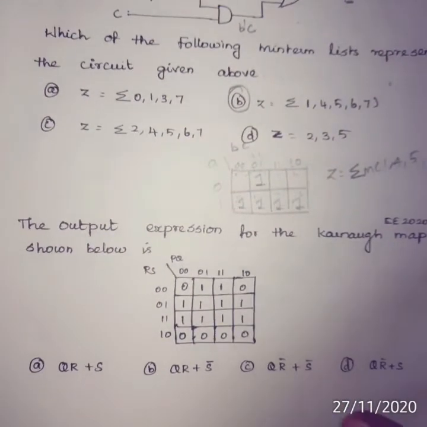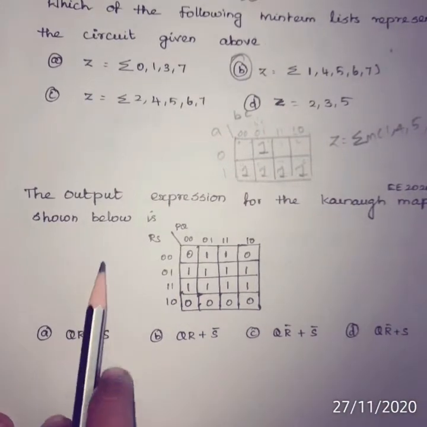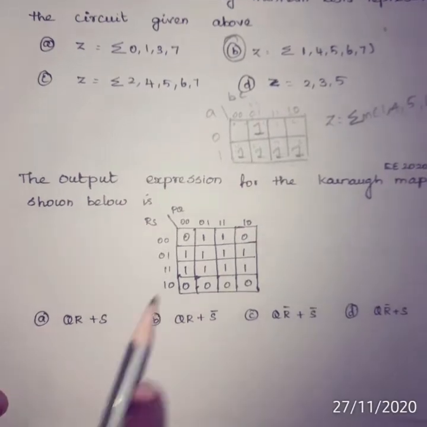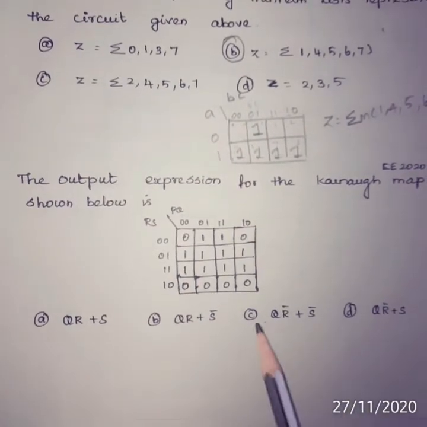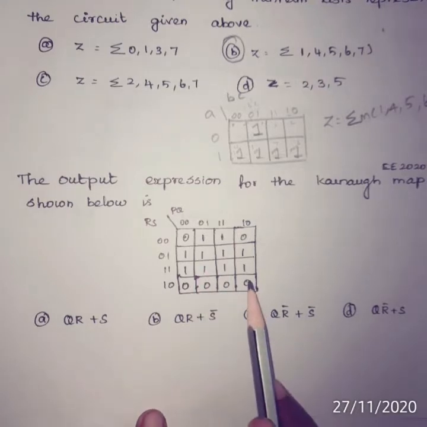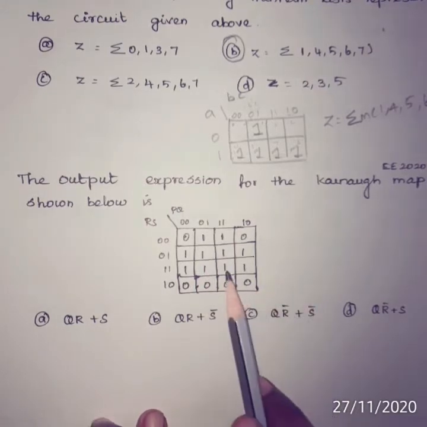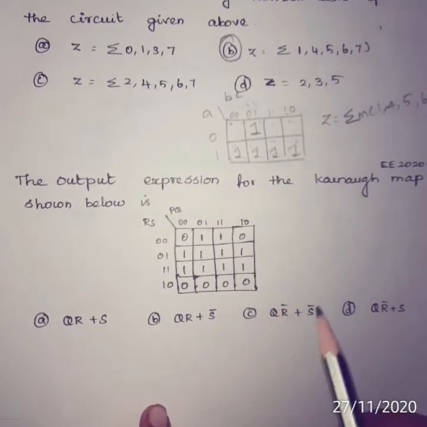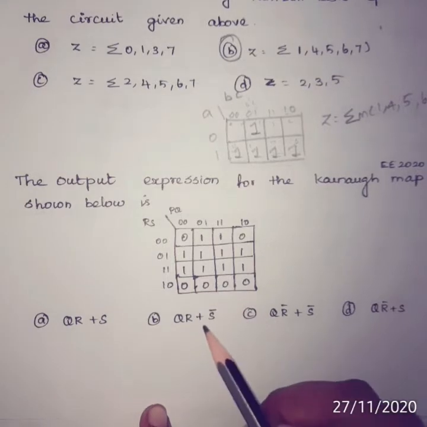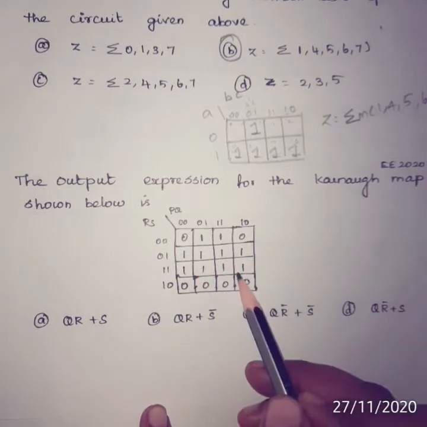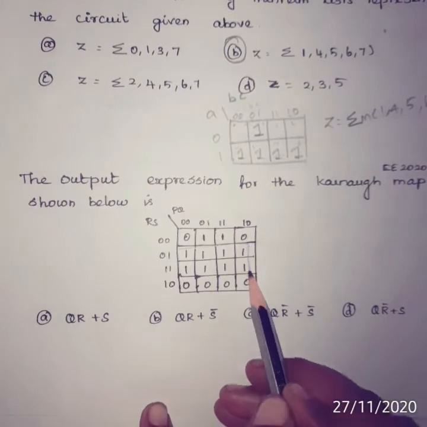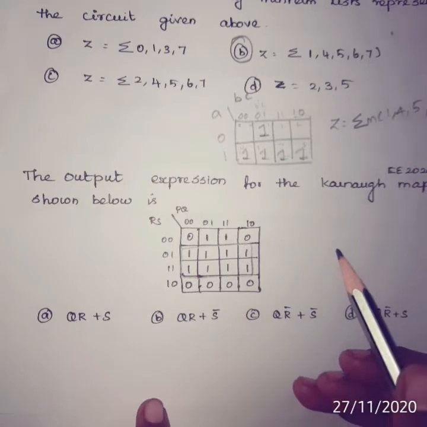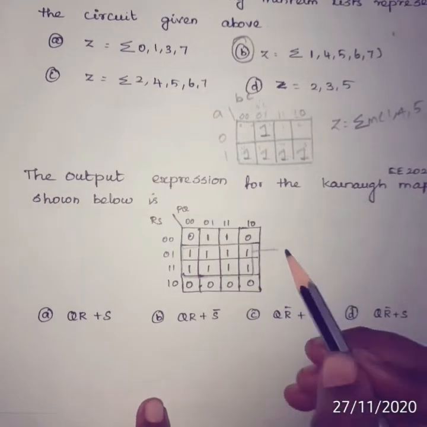Next one. The output expression for the Karnaugh map shown below is what? The function is already mapped in this K-map. You have to find the simplified expression of that function. Try to make a larger group. First try for an octet. Here in the second and third rows we have ones which are adjacent to each other, so we can combine these two rows and form an octet. This is octet group 1.